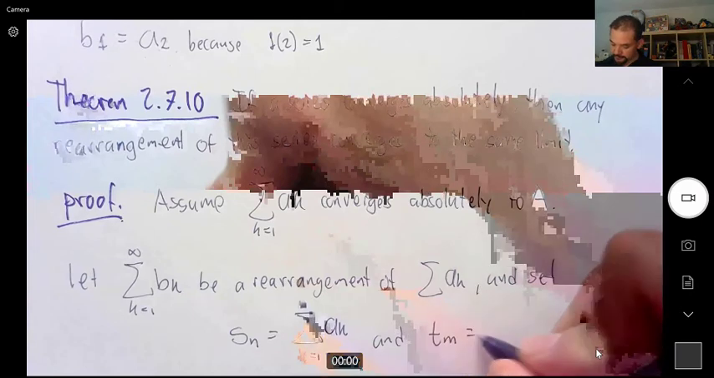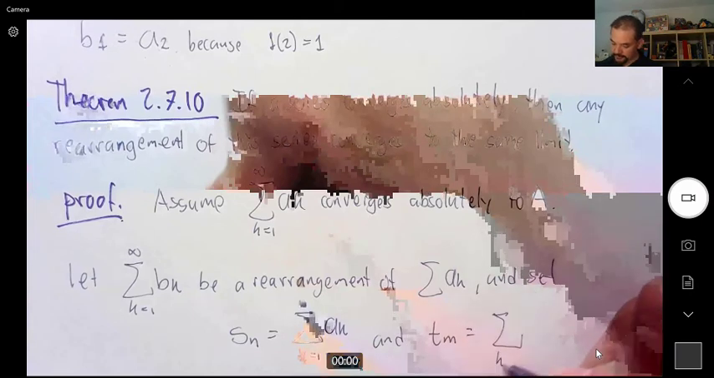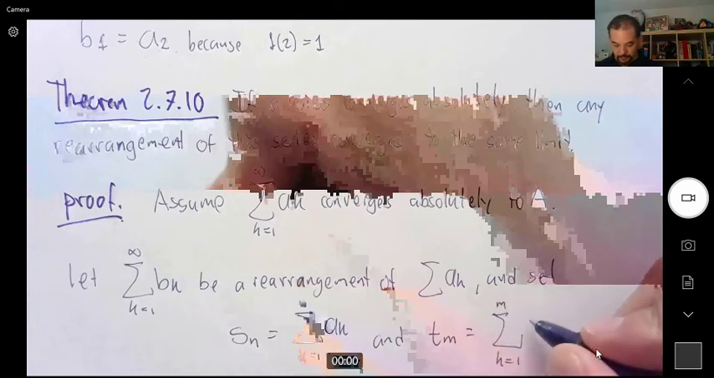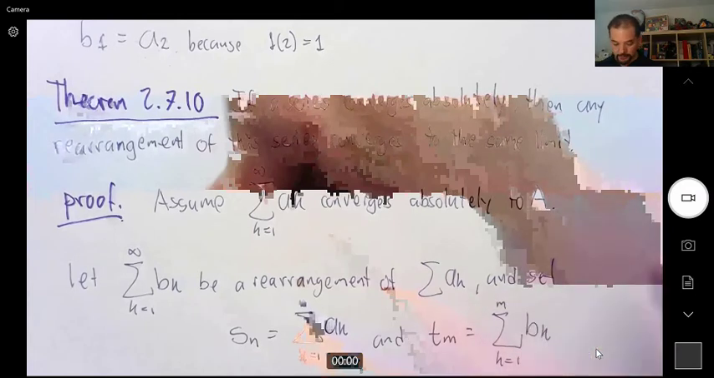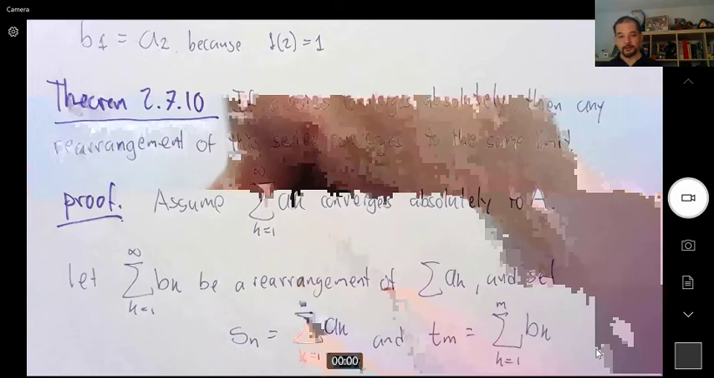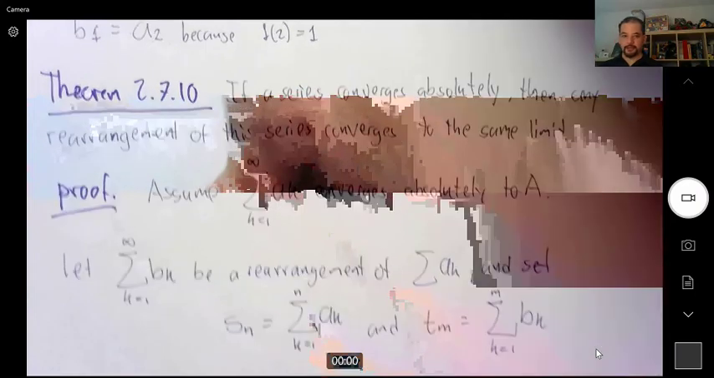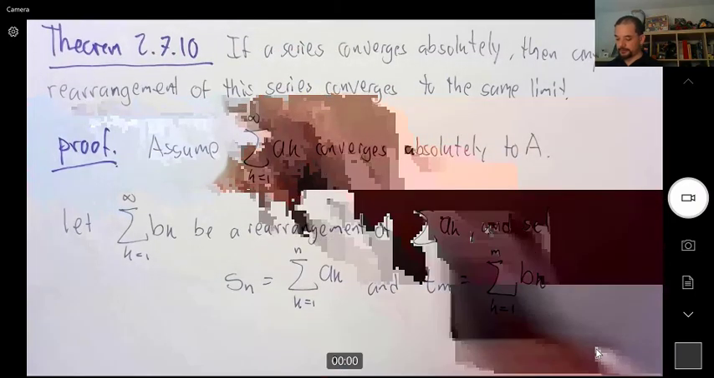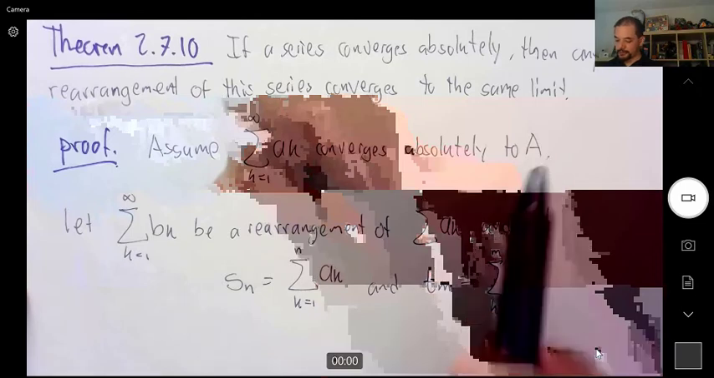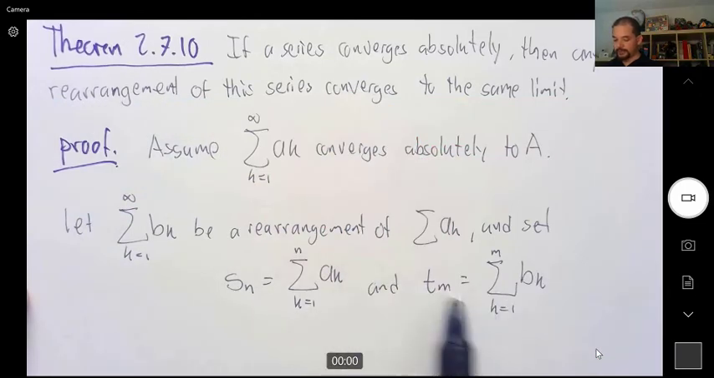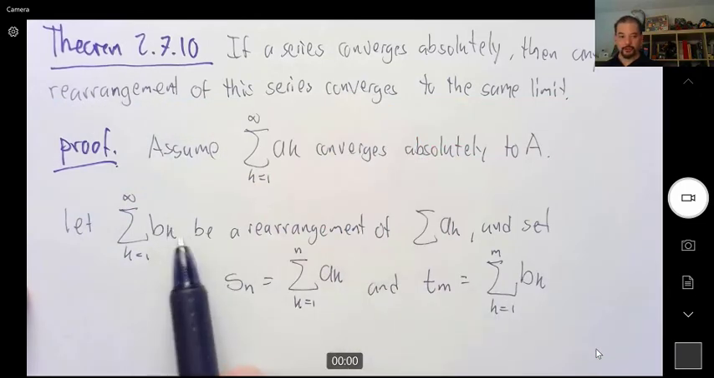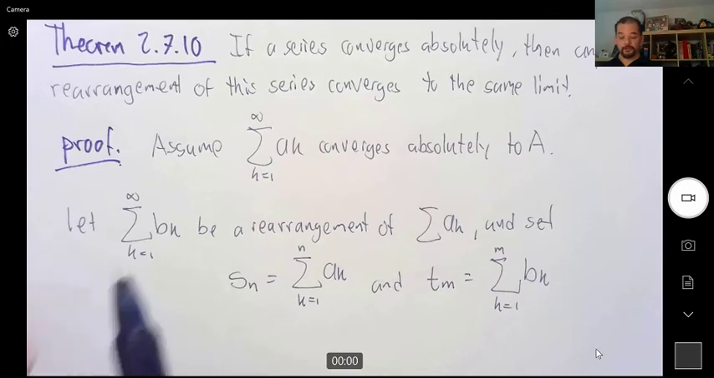We're using different indices so that we avoid confusion, is the same one with the B's. All right? So I haven't done anything. I just wrote down my assumption that this one converges absolutely and that we have a rearrangement. We need to show that this one converges too, and we need to show that it converges to the same limit.